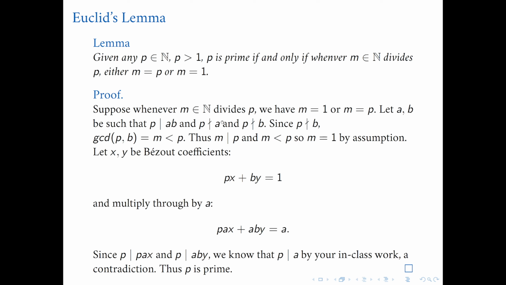Now technically we don't need this. Again, we don't have to go by way of contradiction if we don't want to. We can get rid of this statement I wrote here. And then from this, we'll deduce that P divides A, and we just get rid of the word contradiction.